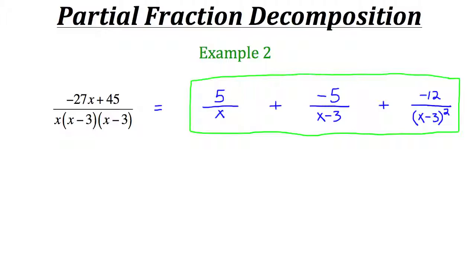Now that we pretty much know how to do the work involved in finding partial fraction decompositions, let's take a look at a couple more examples of how to set some up. So let's take a look at example 3. So with this expression, we have x squared plus x minus 6 all over x cubed plus 3x squared minus 2x.